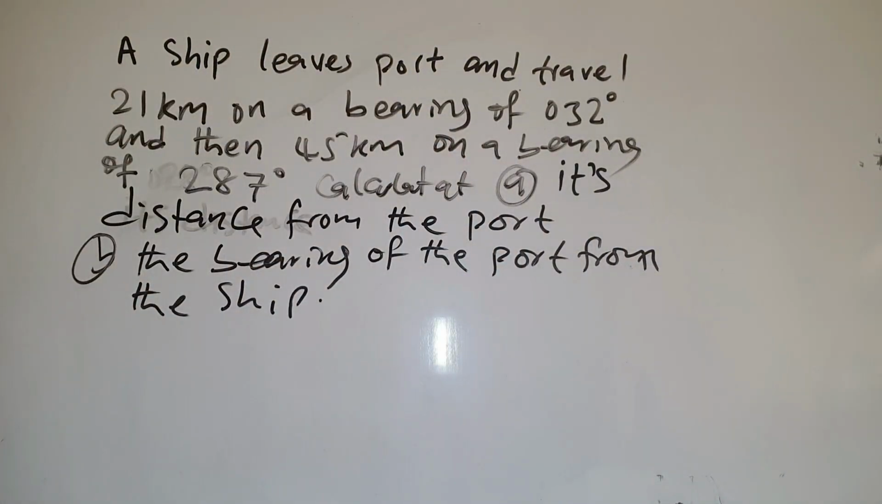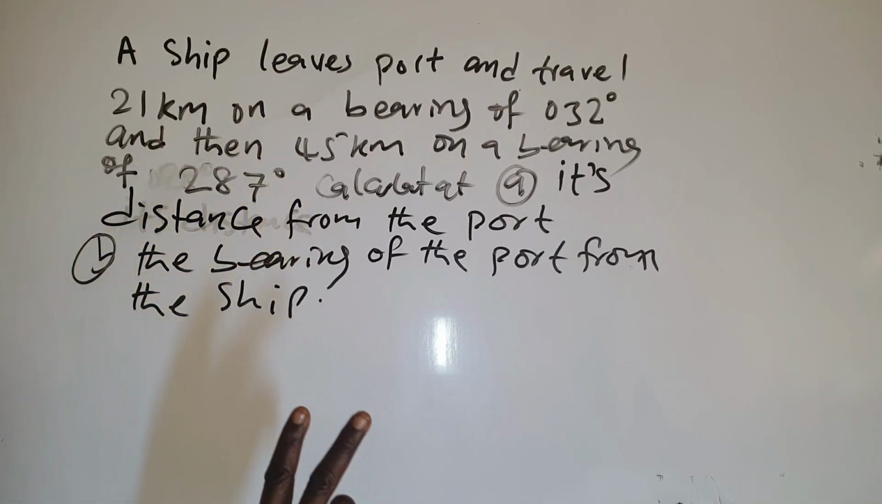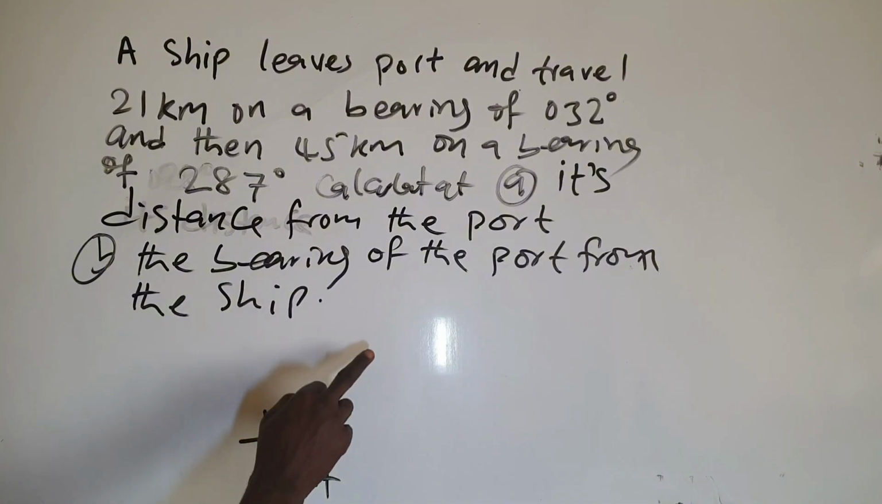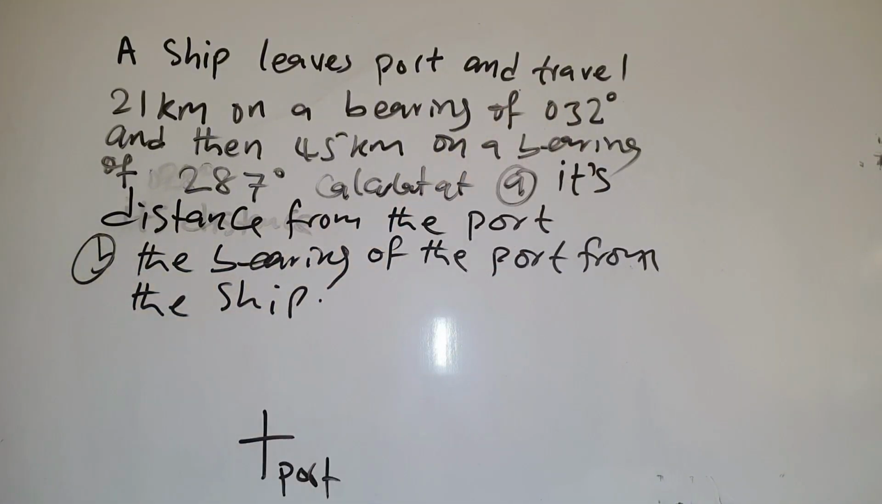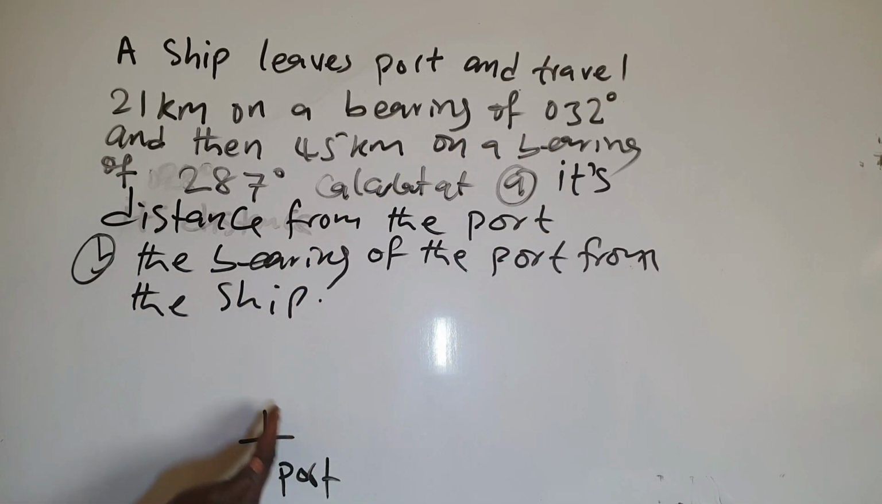And the solving starts from sketching it first. The ship travels two different routes before stopping. The ship started here, for example, which is our port, and starts moving with a direction of 032 degrees. From here to here is 90 degrees, so 032 won't be half of it. It will come close to north, because it's not half.